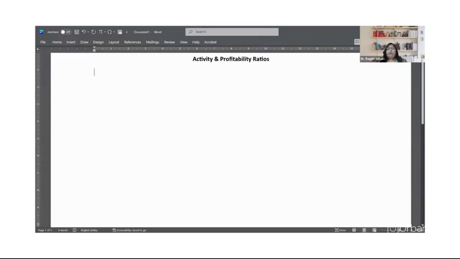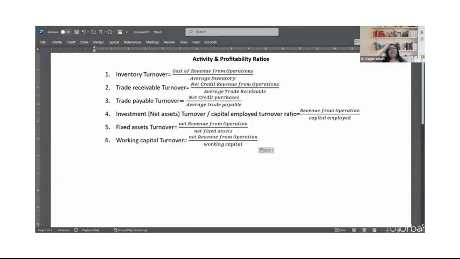Starting with the activity ratio, students, the objective behind finding out these activity ratios is to understand the level of turnover or the level of business activity which is happening in the business in an accounting year or in a specified accounting period. There are 6 types of ratios which are found out in this category.